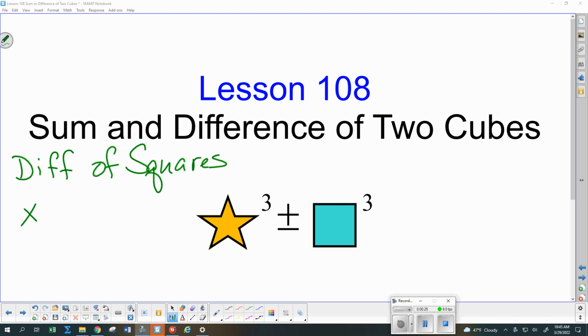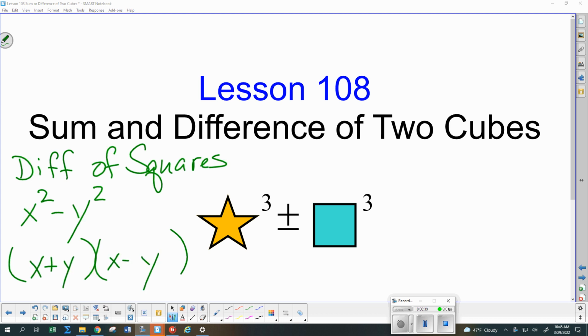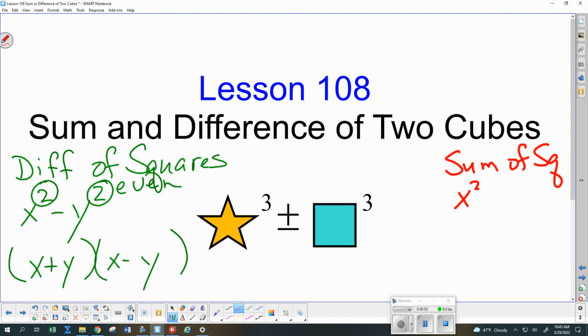We know that if we have x squared minus y squared, who wants to tell me how that factors? Thank you, Ricky. X plus y and x minus y. And as long as these are even, there's a way of doing it with that pattern. If it is sum of squares, we're done, can't factor it.